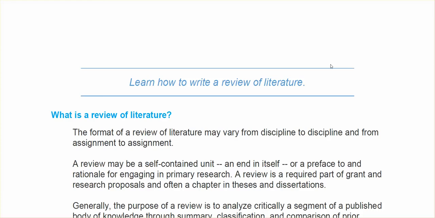Alright, so this lecture will walk you through how to write a literature review, and maybe in more than one part depending on how long this takes. A literature review is kind of like an annotated bibliography, except that you're writing an essay in which you're synthesizing the information you've learned from the articles that you're reviewing.